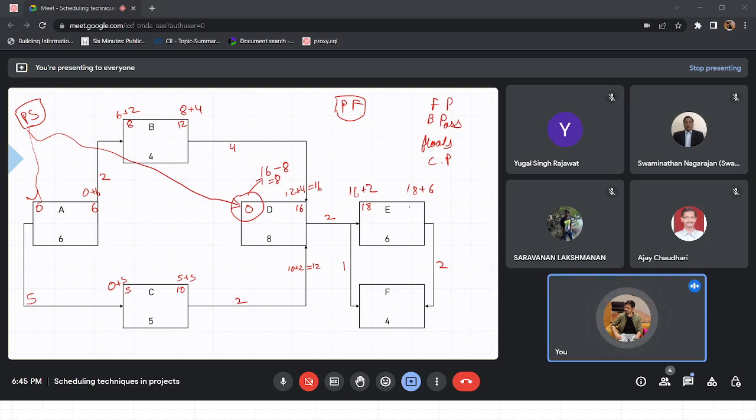So, similarly, coming to the early finish of E, it's 24. Now, these parts can be 18 plus 1, 19. Okay, this I put 19, 24 plus 2, 26. But if we go from this direction, this can be 19 plus 4, 23 also. Yeah. Right.